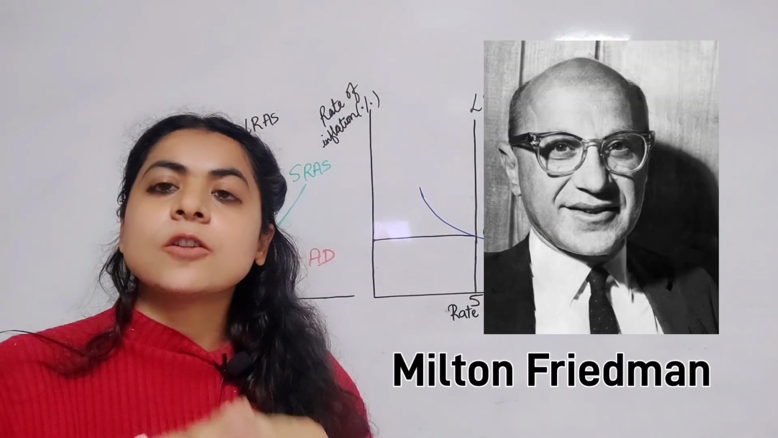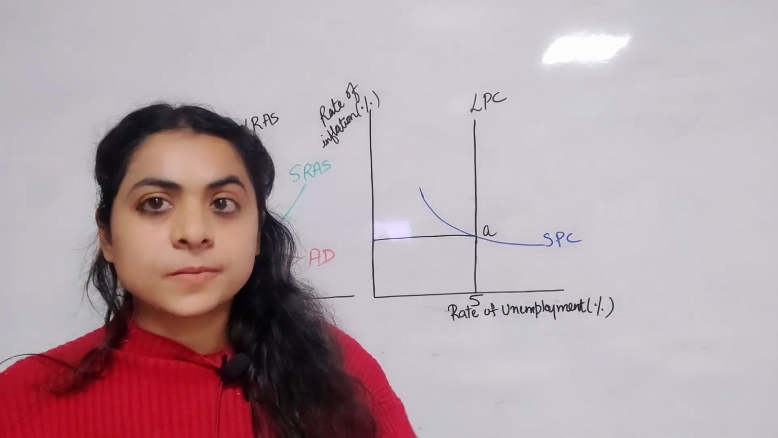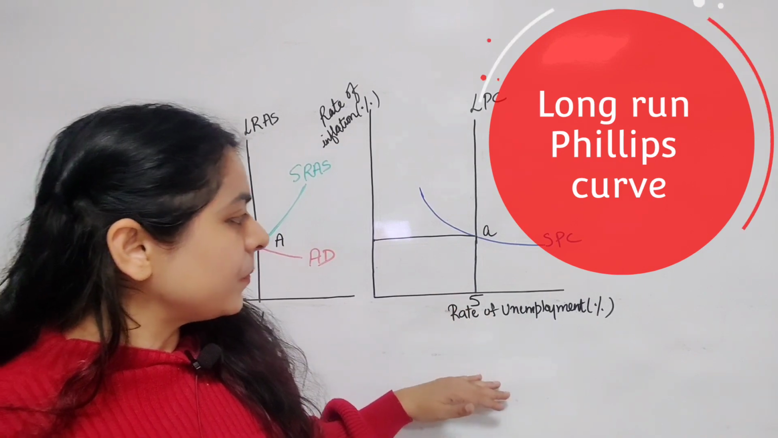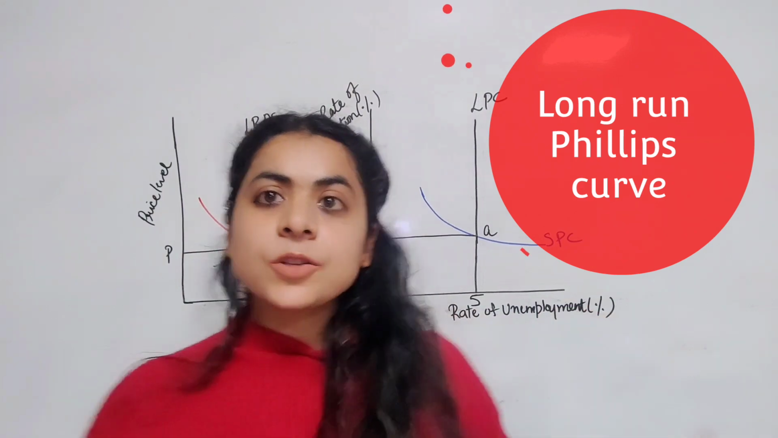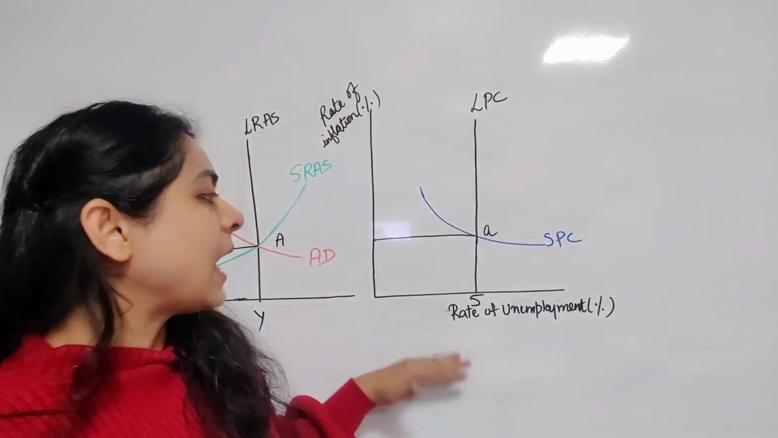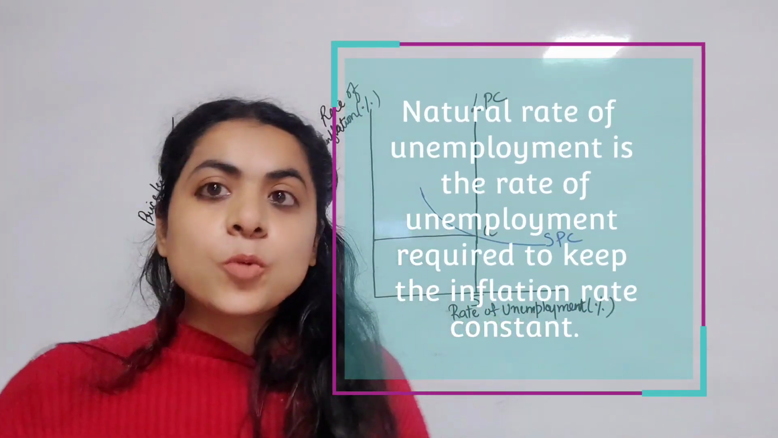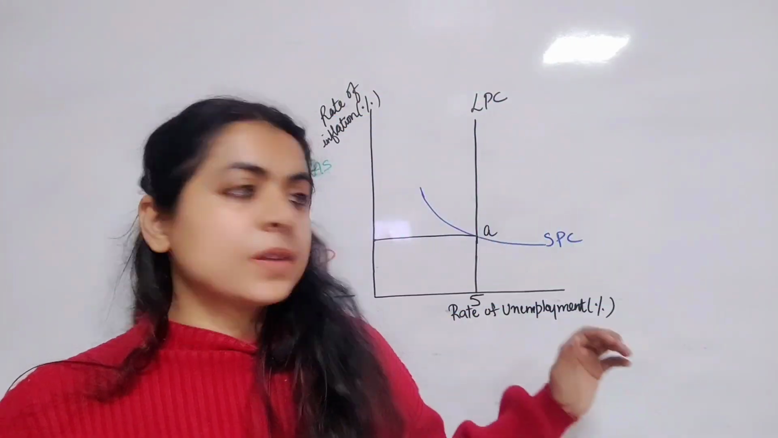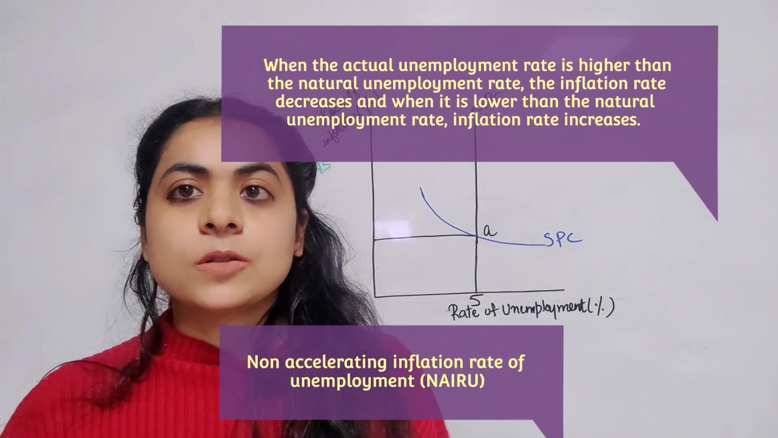According to Milton Friedman, the trade-off between inflation and unemployment is applicable in the short run, but not in the long run. The shape of the long-run Phillips curve is a vertical straight line. He used the concept of adaptive expectations to show that in the long run, any rate of inflation can occur in the economy at the natural rate of unemployment. The natural rate of unemployment is the unemployment required to keep inflation constant. That is why it is also known as the non-accelerating inflation rate of unemployment.